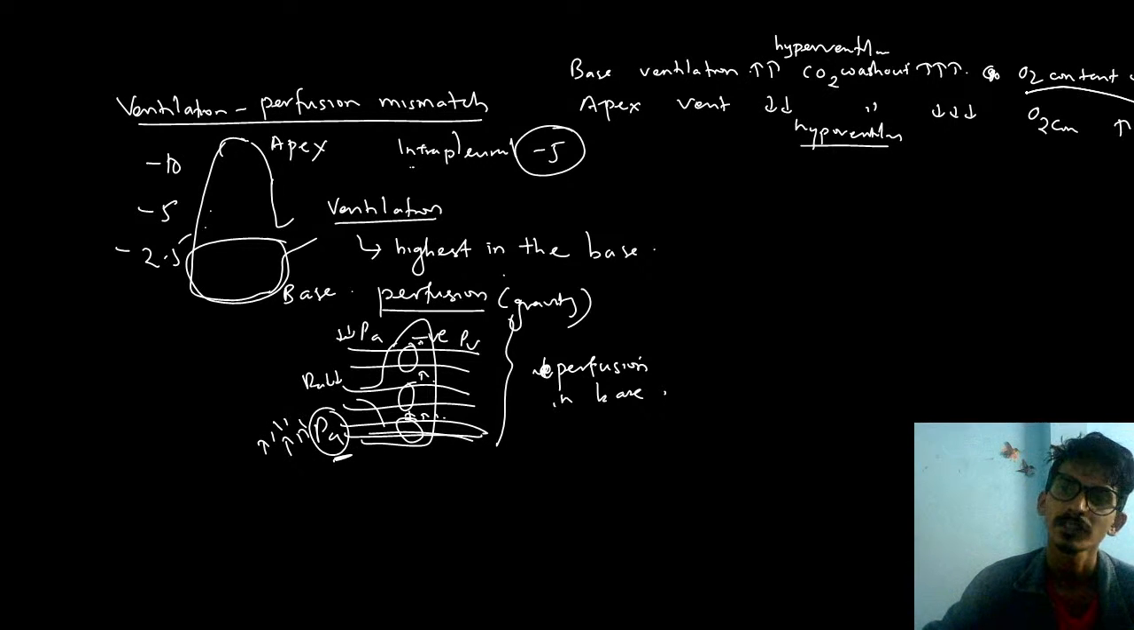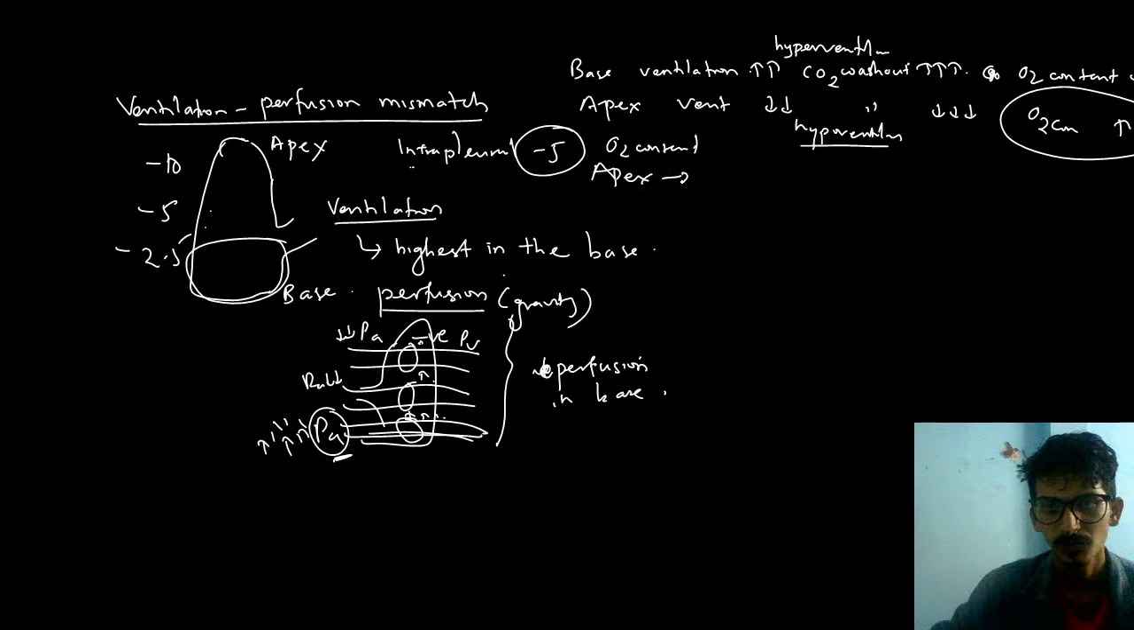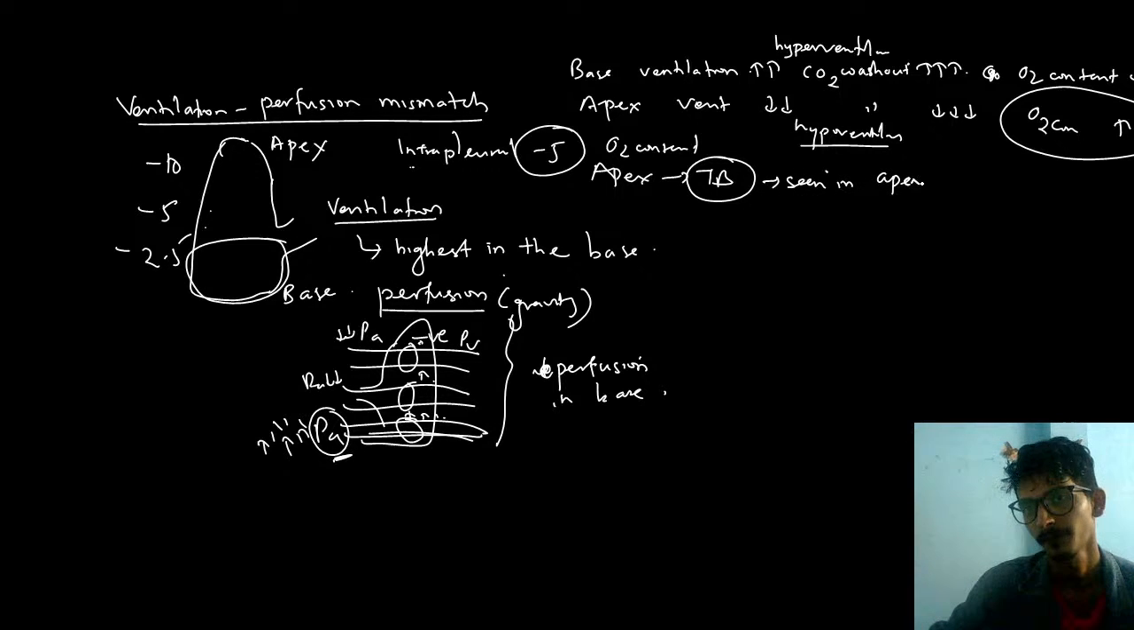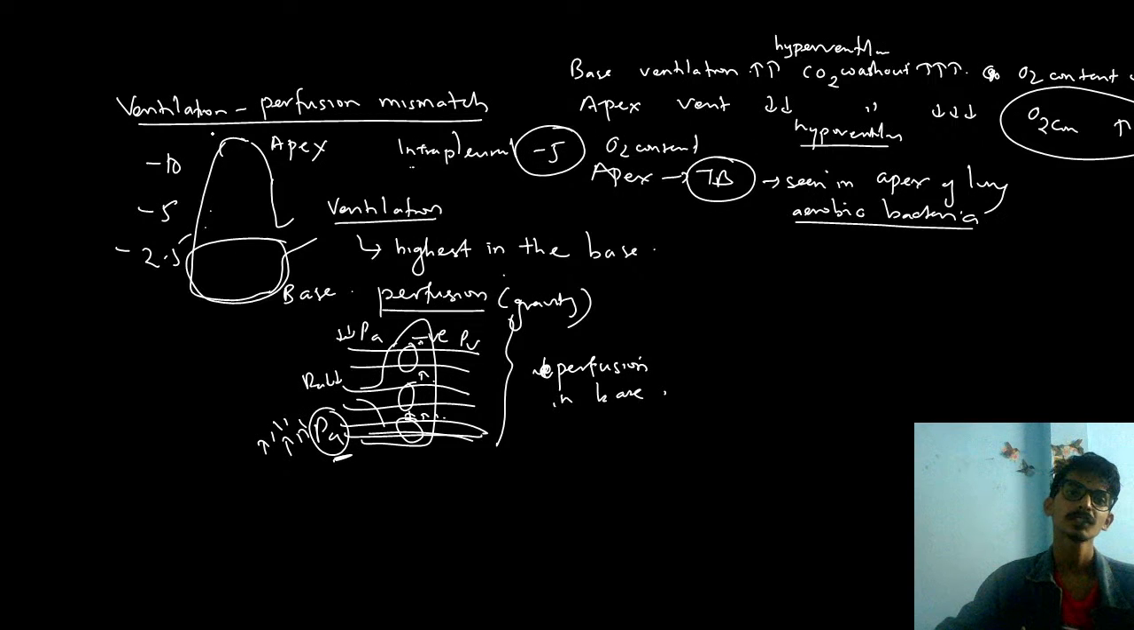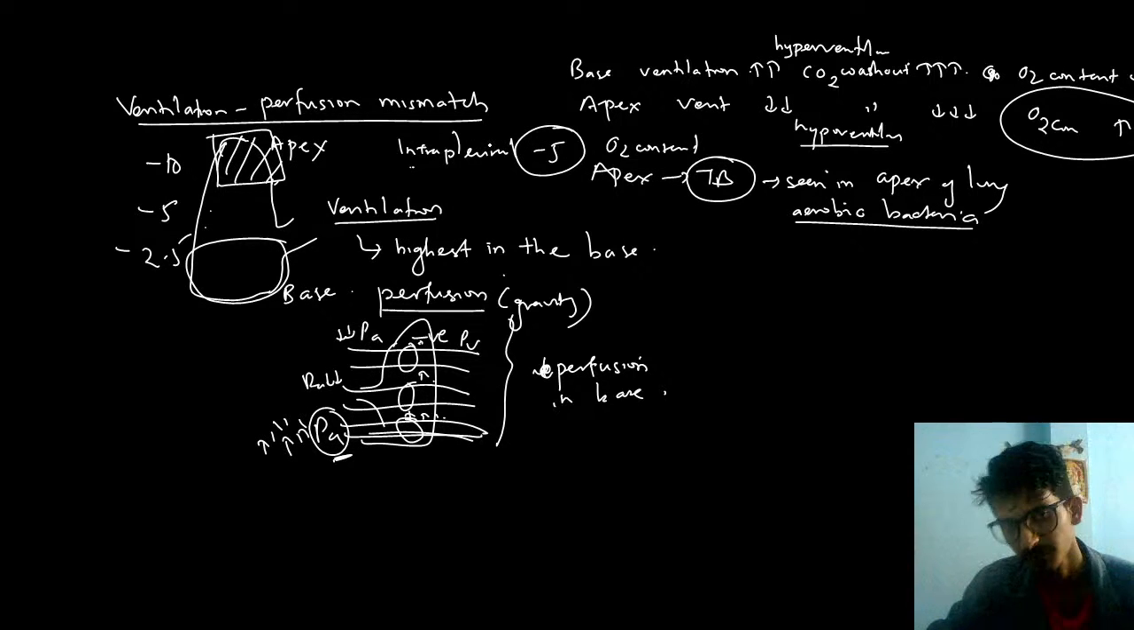What is the clinical importance of oxygen content being more in the apex? Because the oxygen content is highest in the apex, we see the tuberculosis bacteria, TB, in the apex of the lung, because these are aerobic bacteria, and aerobic bacteria love oxygen. So TB is highest in the apex of the lung because the oxygen content is highest in the apex of the lung.